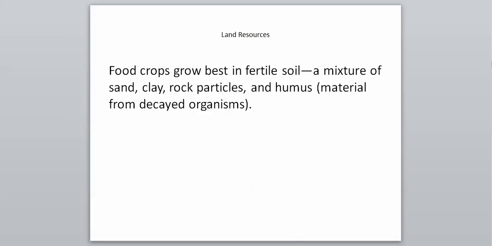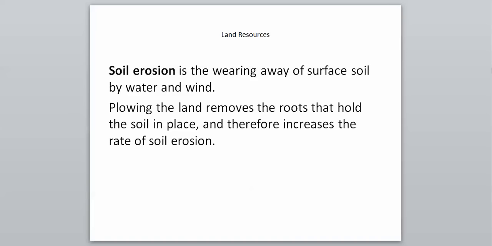Going back to the crop portion, if it's managed properly, it can be a renewable resource. Food crops will grow best in fertile soil, which includes a mix of sand, clay, and rock particles. And remember the humus, which is the material from decayed organisms, so that makes a natural fertilizer. However, a problem we're encountering with our soil is a process known as erosion, which is the wearing away of our surface soil by either water or wind. Plowing our land will remove roots that hold the soil in place, and therefore will increase the rate of soil erosion.